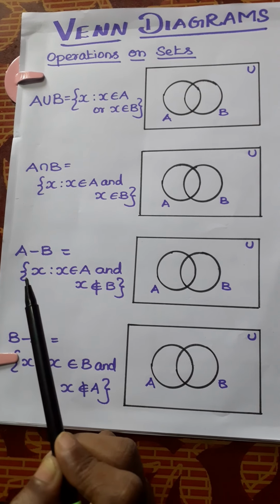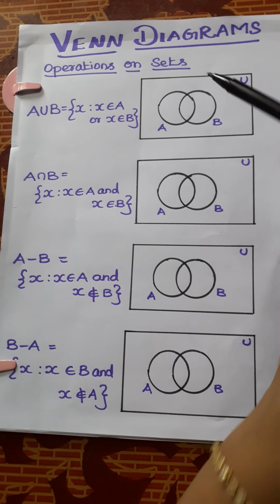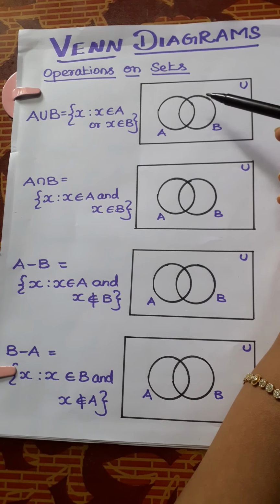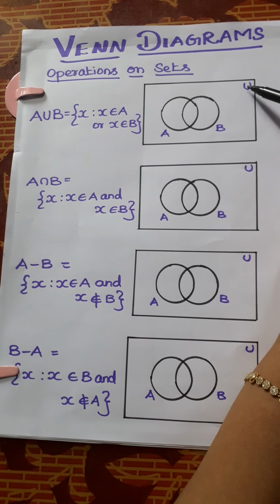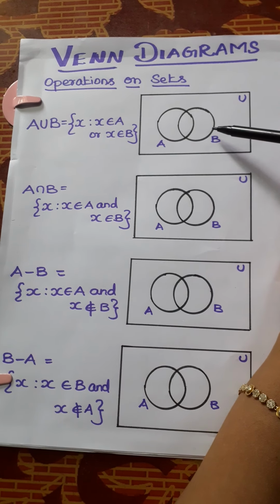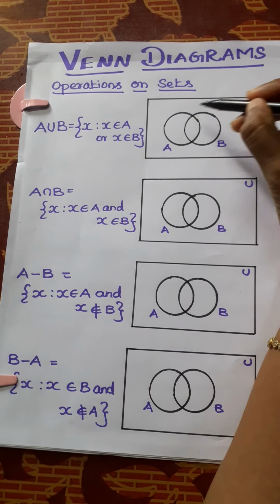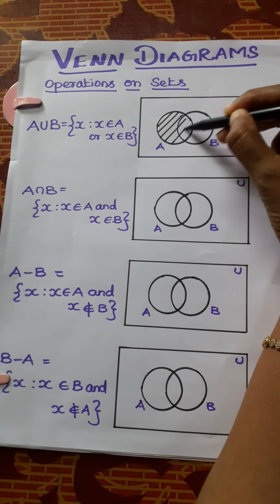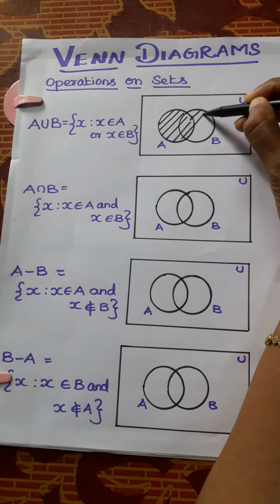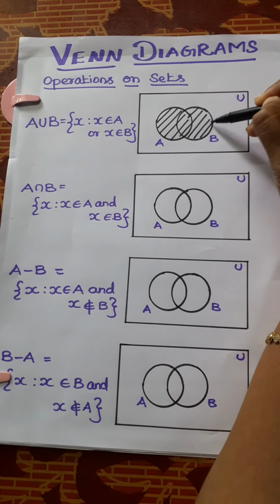Actually, the elements of a set may be marked as points inside a circle. The universal set is usually represented by a rectangle. This is the universal set. First set A, second set B. How can we mark A union B? We have to combine the two sets, no? So we have to select the full set A and the full set B. This is A union B.